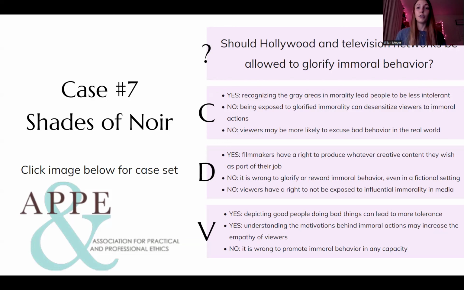So, as for the consequentialist perspective, we'll start with, you might say yes, because recognizing the gray areas in morality leads people to be less intolerant, perhaps. So, you could say that this would be a good consequence of allowing Hollywood or TV series to depict this immoral behavior. You might also say no, because being exposed to glorified immorality can desensitize viewers to immoral actions, and viewers may be more likely to excuse bad behavior in the real world. These would be negative consequences that come from allowing Hollywood and TV to do this kind of thing.